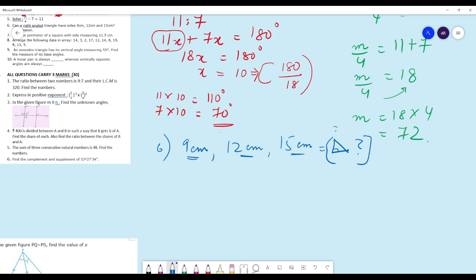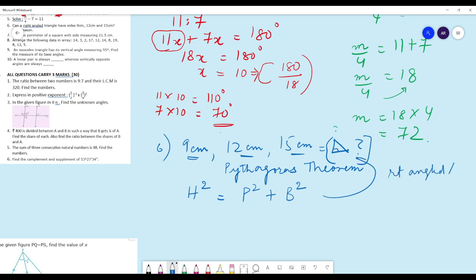So the principle or property that you need to use over here is Pythagoras theorem. And do you remember what Pythagoras theorem is? Pythagoras theorem says that the square of the hypotenuse is equal to the square of the perpendicular plus the square of the base, and if this condition is satisfied, then this is definitely a right angled triangle. So this is what the Pythagoras theorem says.